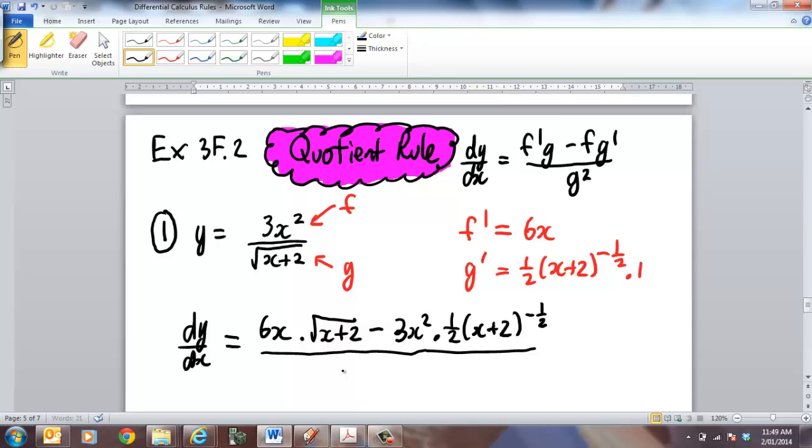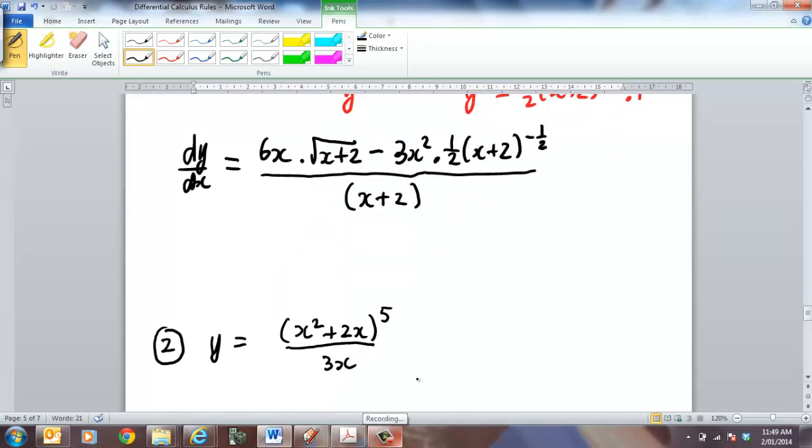So that's going to be all over root x plus 2 squared. I can write that if I wanted to, but I know x plus 2, when I square that, is going to give me simply x plus 2. Alright, so that's the answer for the first question.